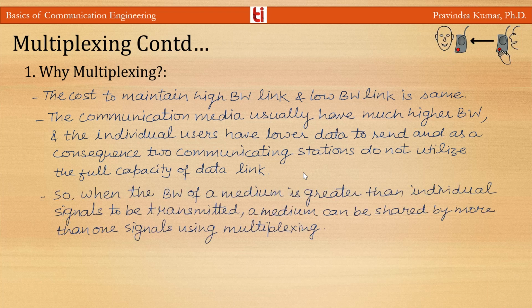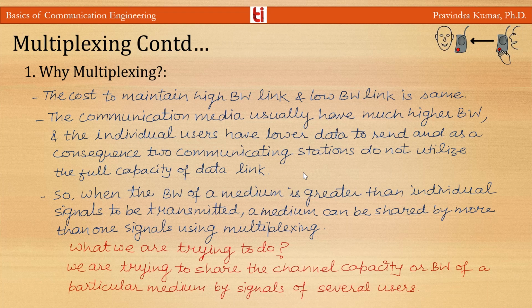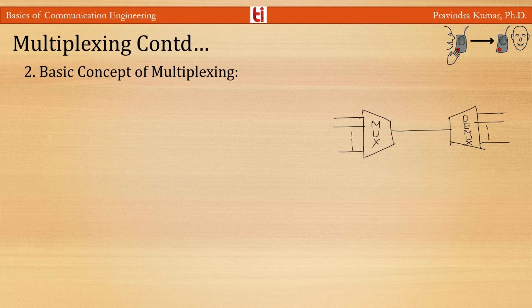So when the bandwidth of the medium is greater than the individual signal to be transmitted, a medium can be shared by more than one signal using multiplexing. Essentially what we are trying to do here is share the channel capacity or bandwidth of a particular medium among signals of several users. Now let us see the basic concept of multiplexing.